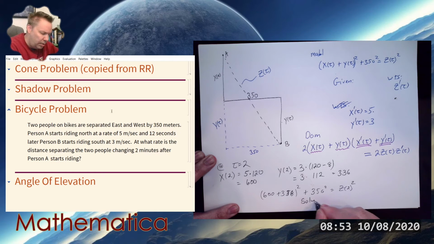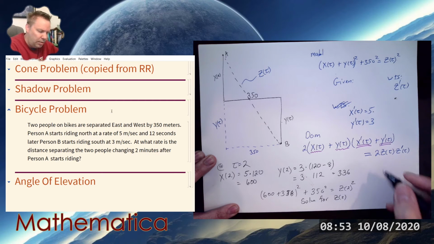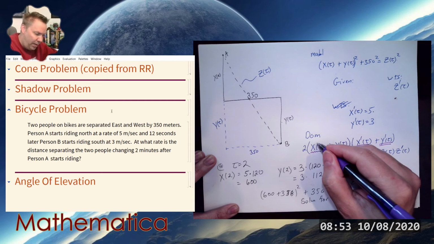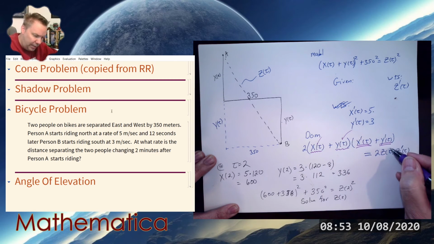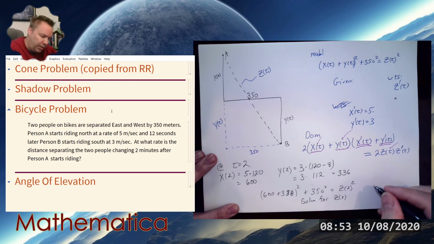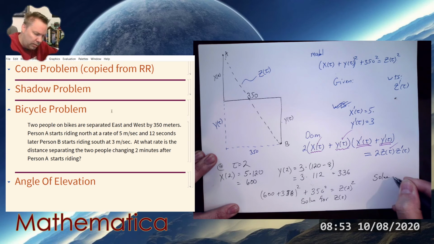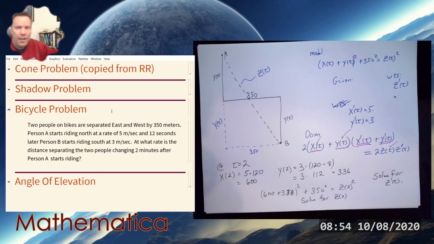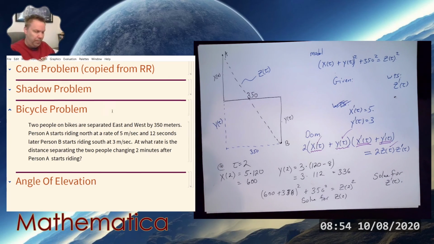You need to solve for z of 2. Then you need to take all of these values. I will have this value and this value after you're done with this. And you're going to eventually solve for z prime of 2. That's the majority of the problem.